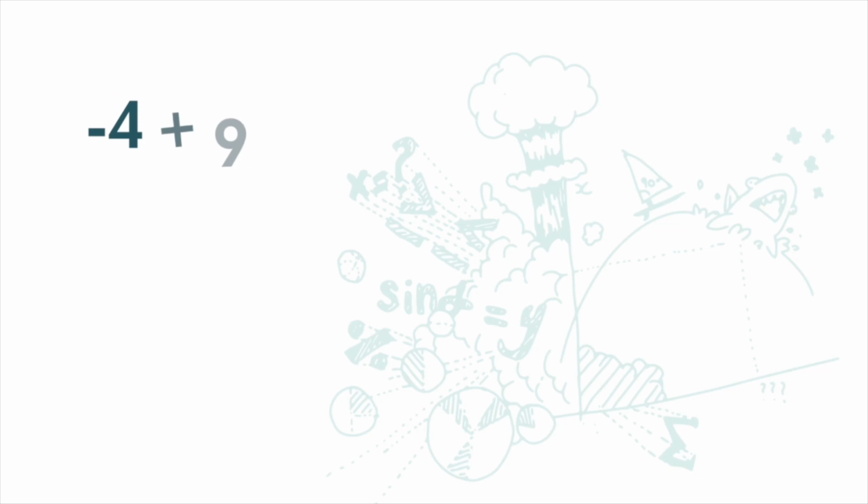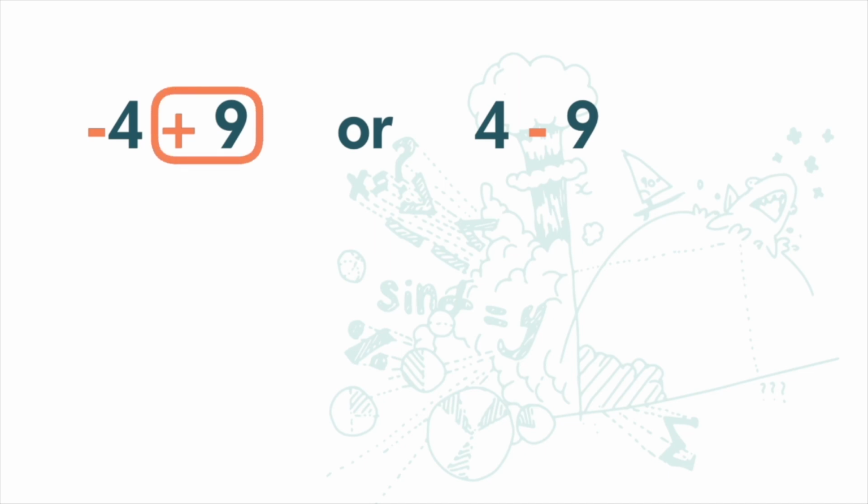When we see negative 4 plus 9 or 4 minus 9, one is positive and the other is negative. First, we disregard the sign and look for the number with greater value. If the number with greater value is positive, the answer will stay positive. If the number with greater value is negative, the answer will stay negative. And then we take the number with greater value minus the number with lesser value. Let's look at some examples.